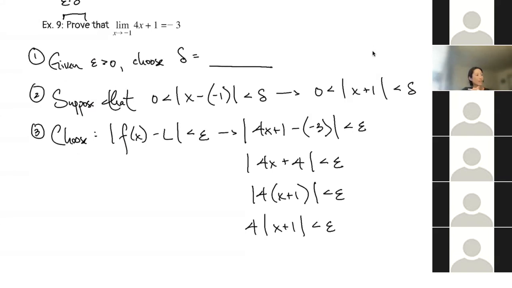What is the last thing we need to do here? Divide by 4. There you go. Divide by that 4. And if we choose our delta to be that arbitrary number epsilon divided by 4, then we will guarantee that we get the output that we want. Okay.